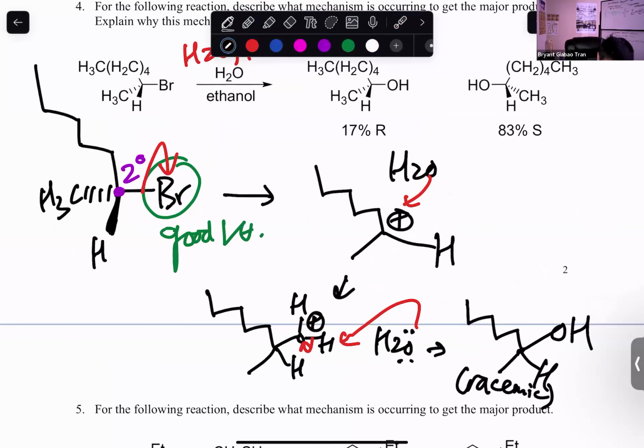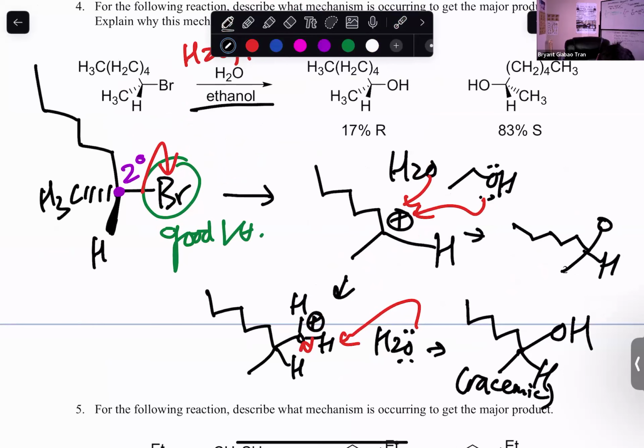The other product, because he gave you ethanol, there's gonna be a mix here. Ethanol could have attacked that, and then after we deprotonate, we could have also gotten this neutral product here. And then there's gonna be O, CH2, CH3, racemic. So we get 4 different products here basically. 2 products here and 2 products here.